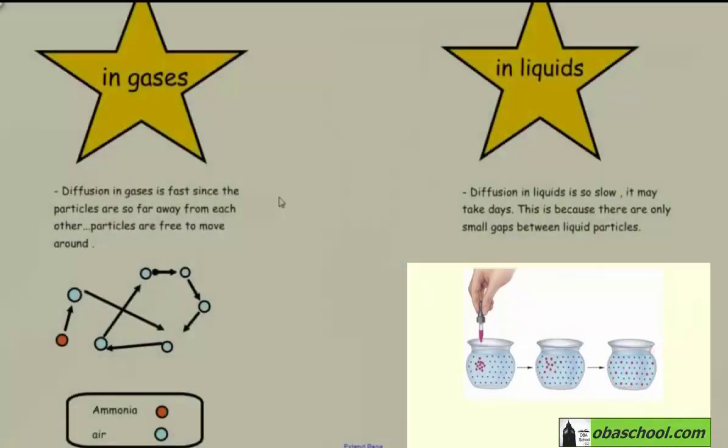Let us look at this diagram. The blue circles in the jar are the particles that are found in the liquid. The red circles are different particles that we added to the liquid. So we notice that the red particles are diffusing inside the liquid slowly. They are not diffusing as fast as they would in gas. It may take days to diffuse inside the liquid. However, eventually they will diffuse due to the cavities.